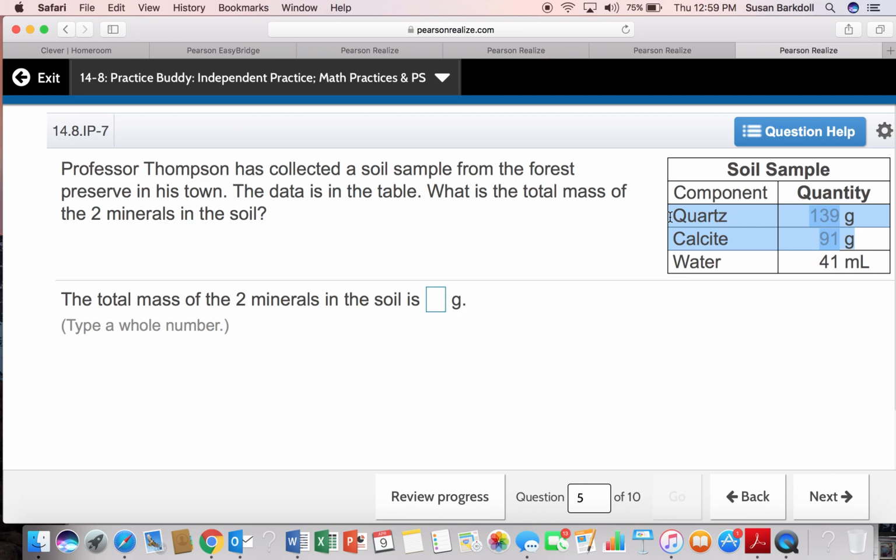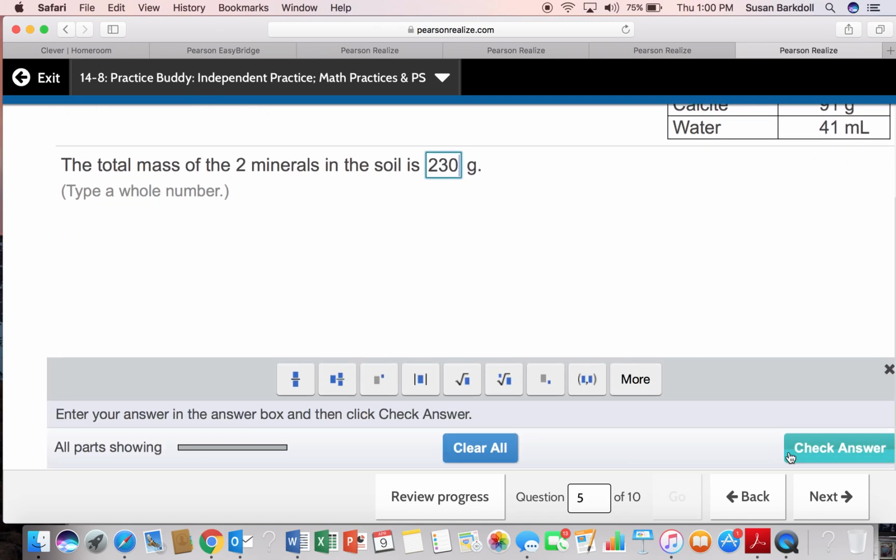9 plus 1 is 10. I put the 0 down and regroup. 1 plus 3 is 4. 4 plus 9 is 13. I regroup. The amount of the soil is 230 grams.